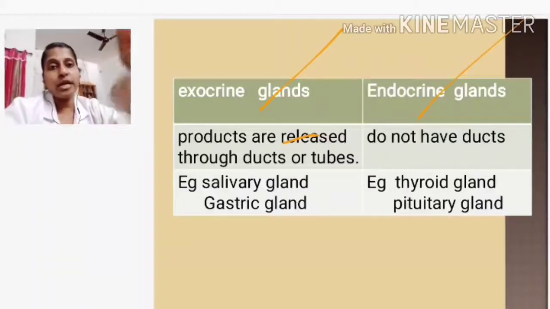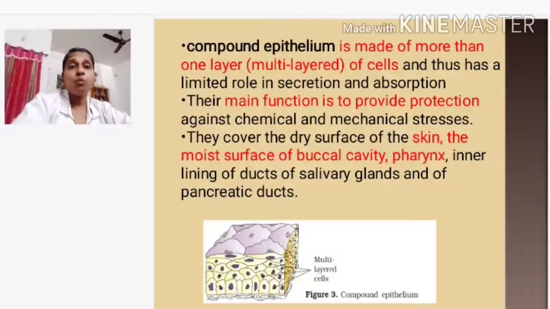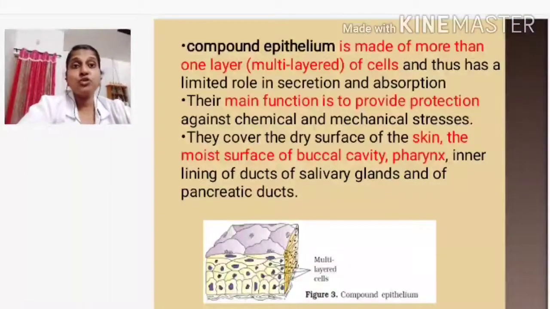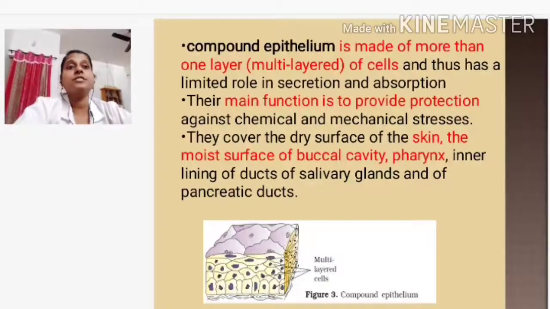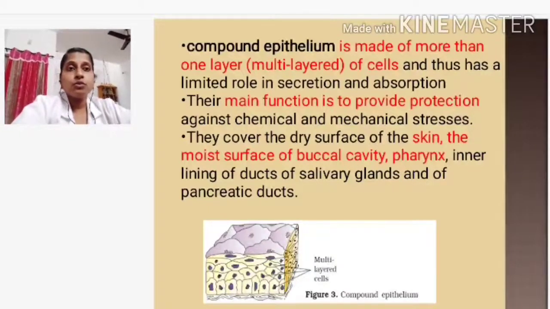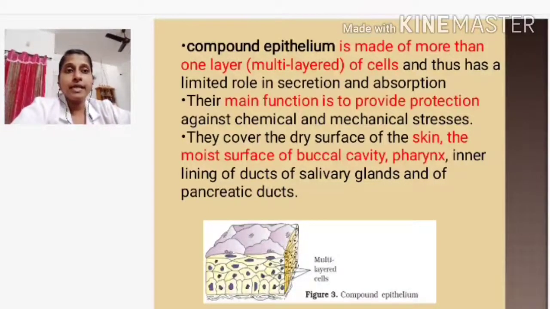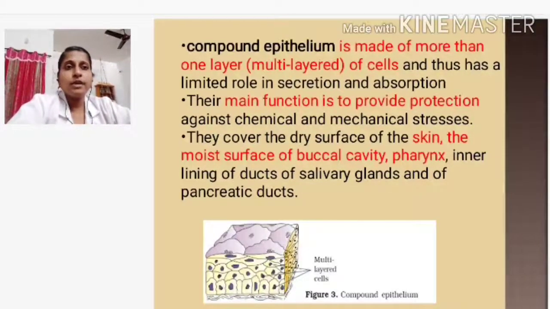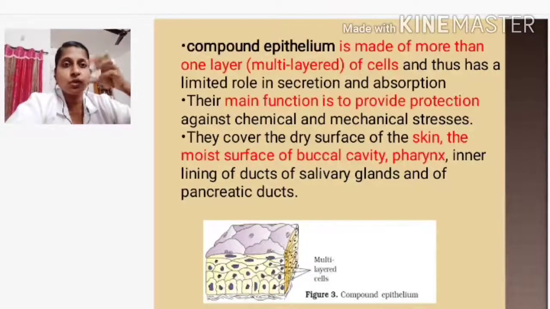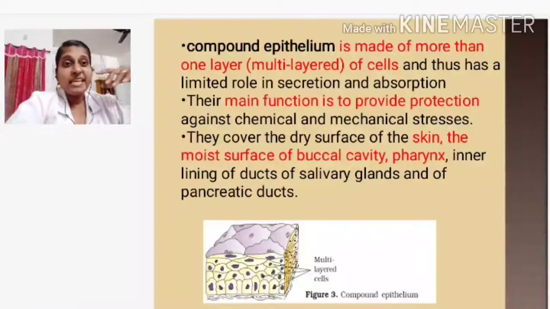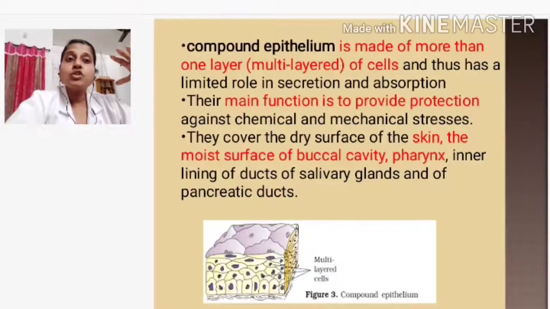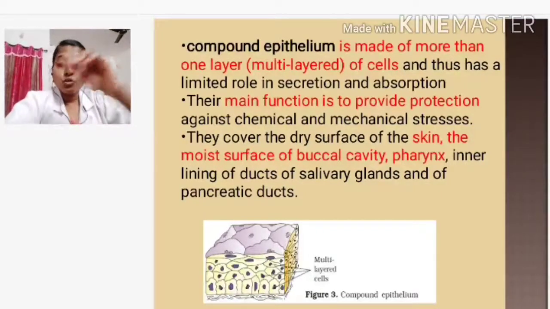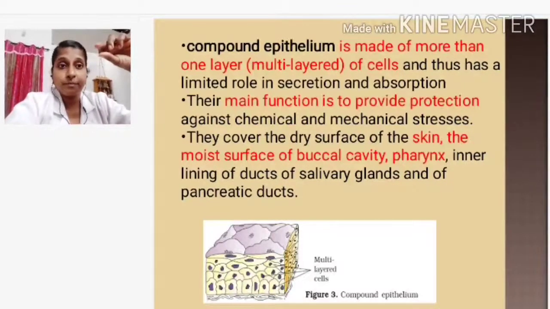Now moving on to compound epithelium. I told you stratified means many layers are present, more than one layer. So we call it multi-layered cells, and thus they have a limited role. That's why they cannot secrete or absorb easily, because with one layer secretion is okay and absorption is okay, but many layers make it difficult. So mostly their function is protection. Skin is made up of stratified squamous epithelium.